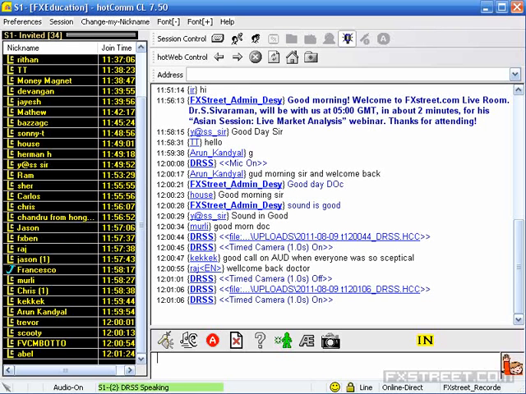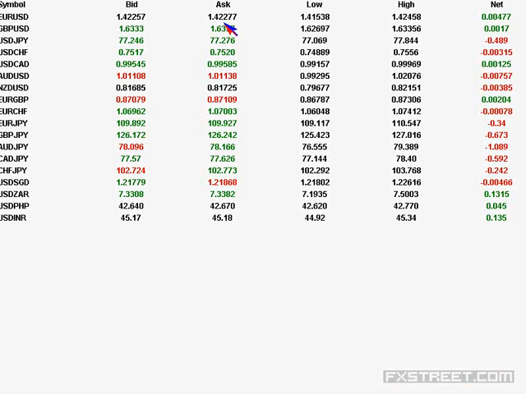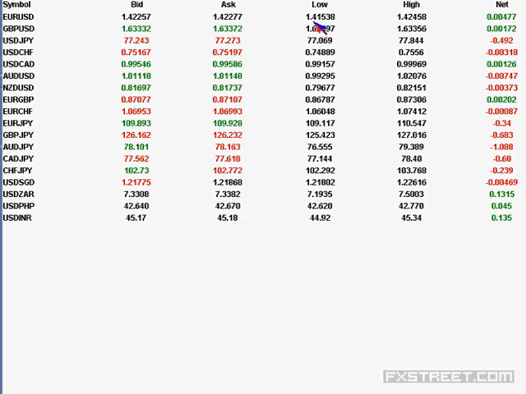On the live market code page, you can see that Euro is trading around 1.4225, 1.4227, 1.4153 is the low, 1.4245 is the high, and the market is in the middle level, currently showing 47 pips positive net change. In the case of GBP, it is trading around 1.6333, 1.6337, 1.6269 is the low, 1.6335 is the high, and 16 pips positive net change is seen. And yen is showing about 50 pips negative net change.